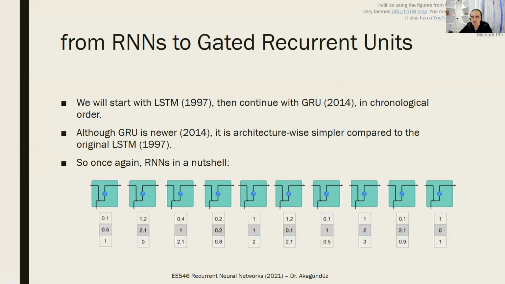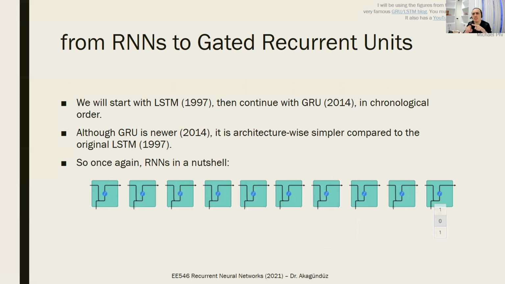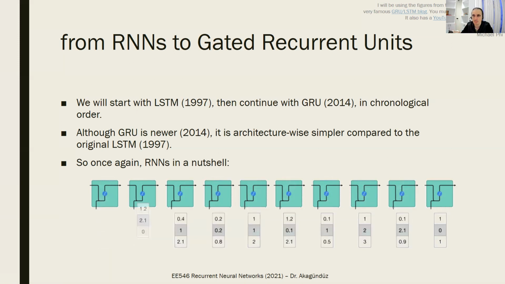They tried to make a more efficient one compared to the original LSTM, but they are considered to be quite similar in architecture. It is believed that LSTM is a bit more successful in performance, but GRU is slightly better in computation. We'll get there, don't worry about it. So once again, RNNs in a nutshell.